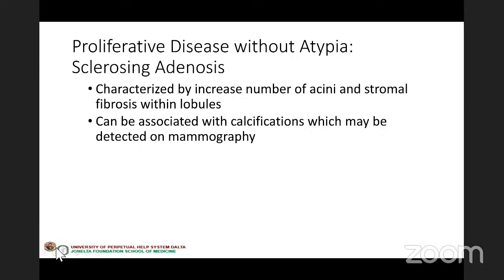Also under proliferative disease without atypia, you have your sclerosing adenosis. This is characterized by an increased number of acini and stromal fibrosis within the lobules. It can be associated with calcifications, which may be detected on mammography. So when you see calcifications, you always have to rule out a malignant condition. Sclerosing adenosis carries a risk for malignancy.